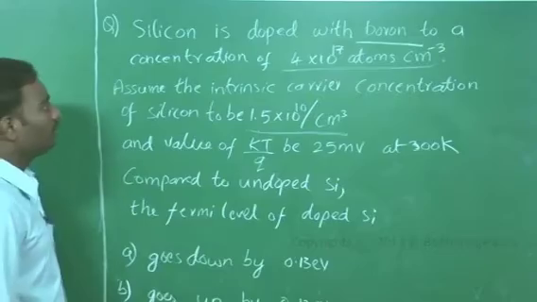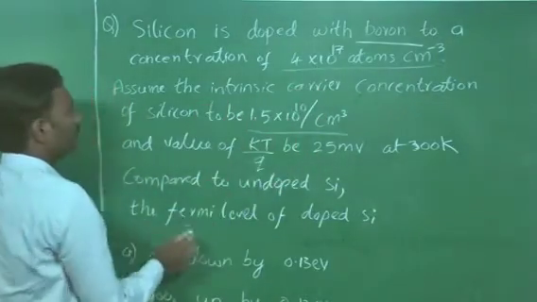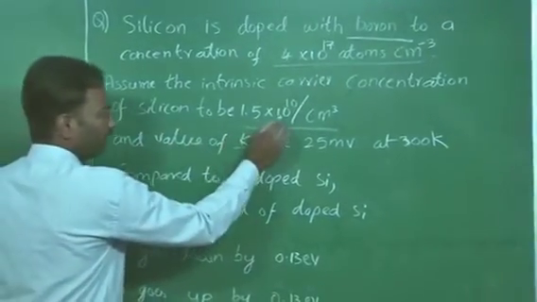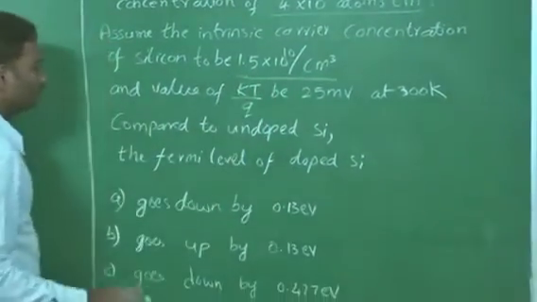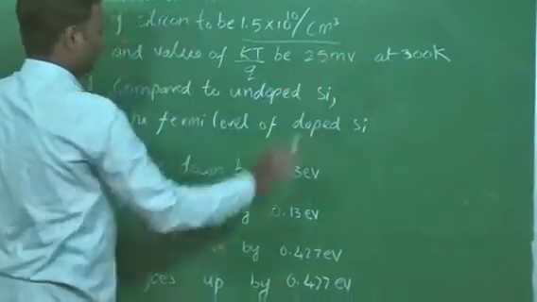Silicon is doped with boron to a concentration of 4 × 10^7 atoms per centimeter cube. Assume the intrinsic concentration of the silicon to be 1.5 × 10^10 per centimeter cube, and the value of kT/q is 25 millivolts at 300 Kelvin.